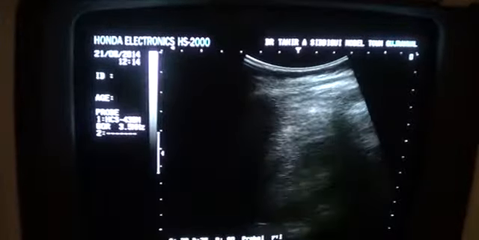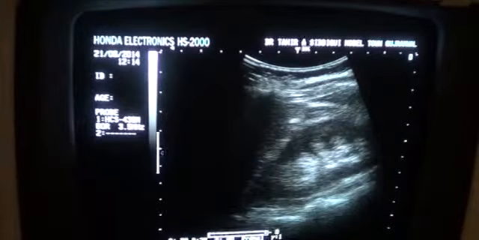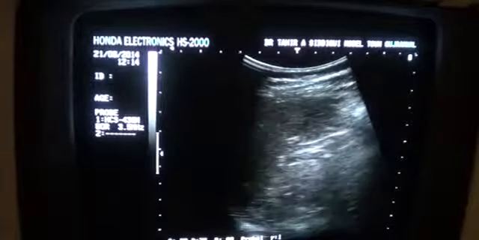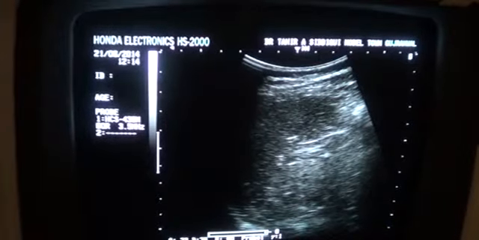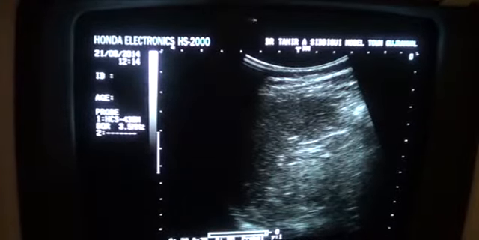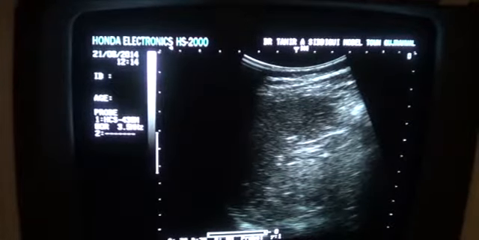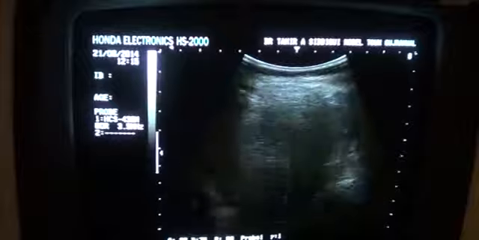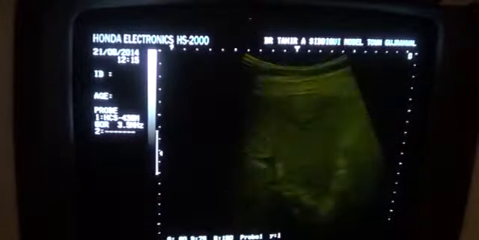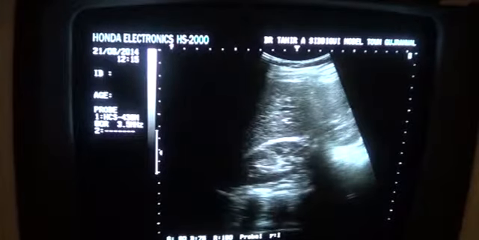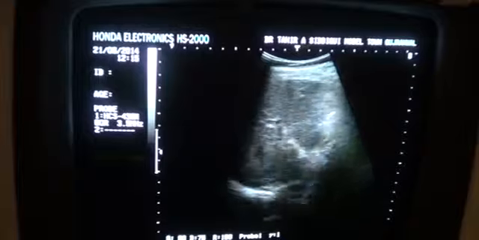This is the kidney. The left kidney is normal, and this is the spleen. The spleen is normal in size and echotexture. The splenic vein is normal. Now this is the liver. Otherwise the liver is normal. This is the kidney, the right kidney is normal.